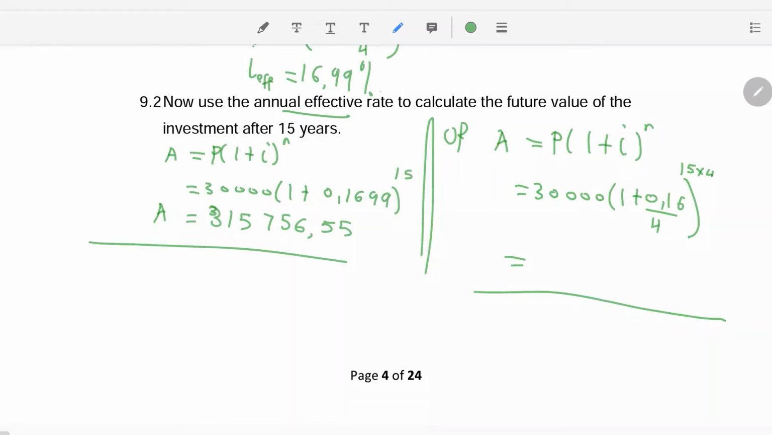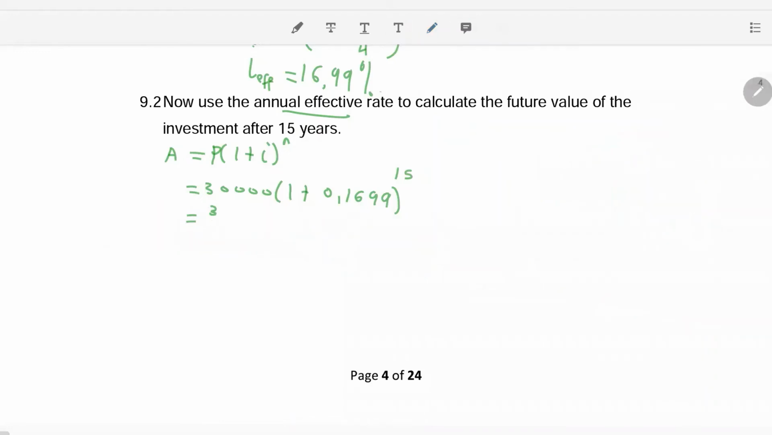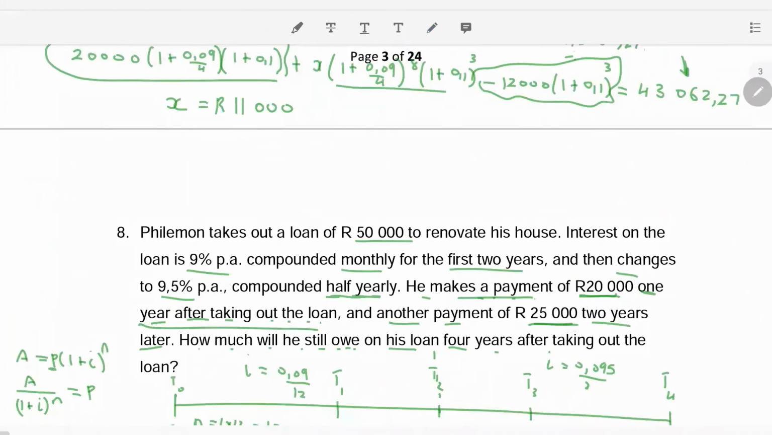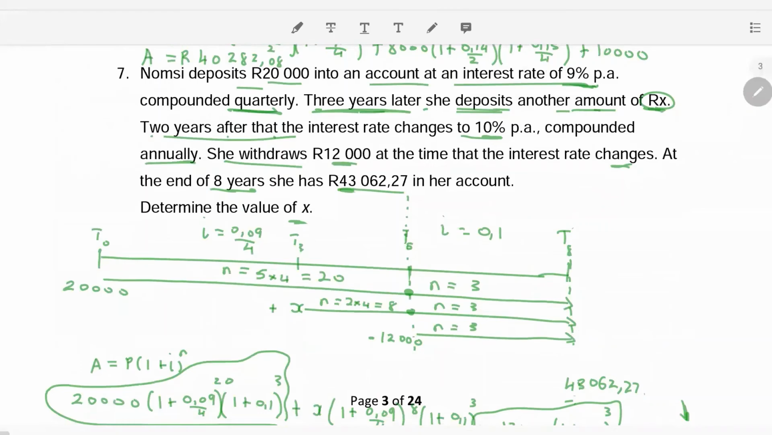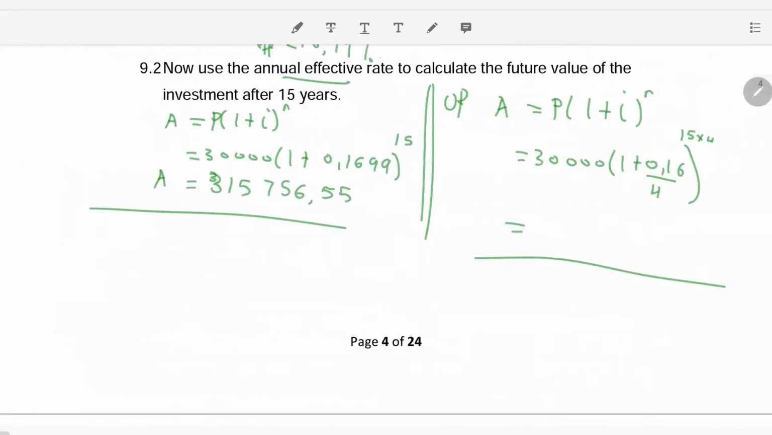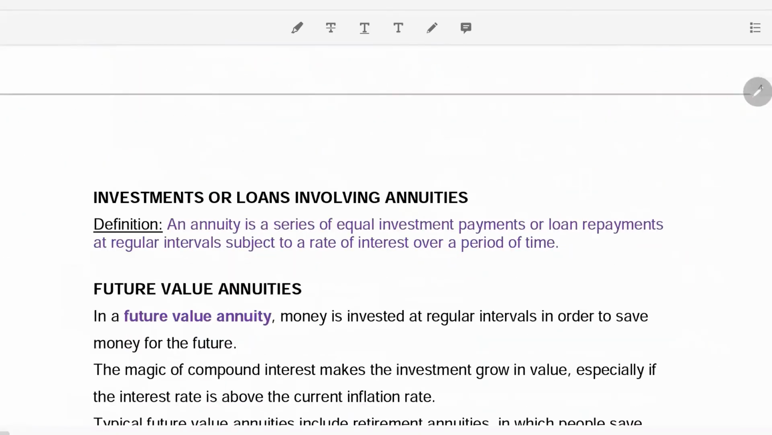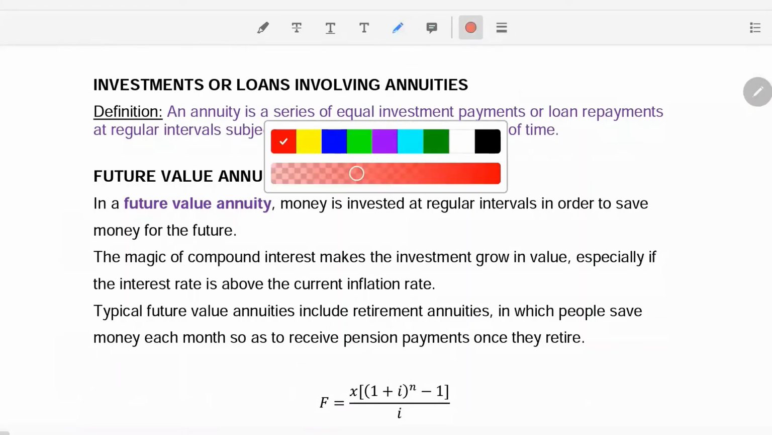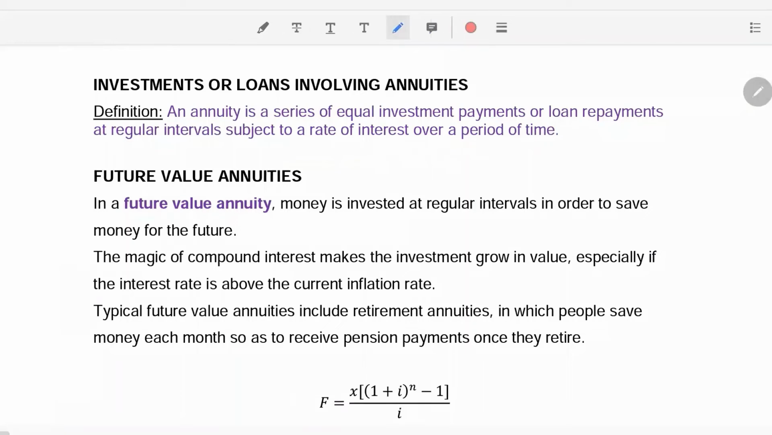Yes. So that is it with the grade 11 section of financial mathematics. Then next is the investments and loans involving annuities. So there are investments and loans. We start by defining an annuity.